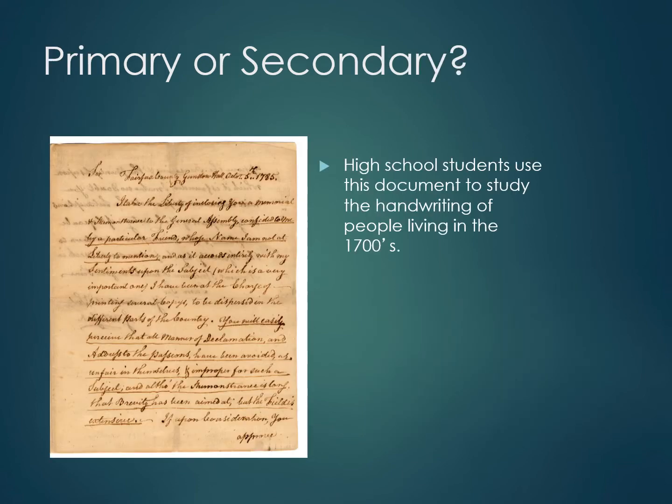biographies, things like that. All right, let's look at some examples, and you can try and decide with your group, is it a primary or a secondary source? High school students using this document to study the handwriting of people living in the 1700s. Would that be a primary or a secondary source? All right, that's a primary source because we can assume, although the date's not written here, that this was in the 1700s. So this is an example of somebody writing at the time period that we're researching.